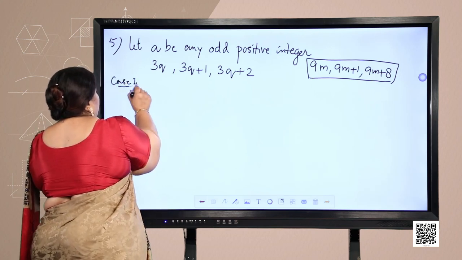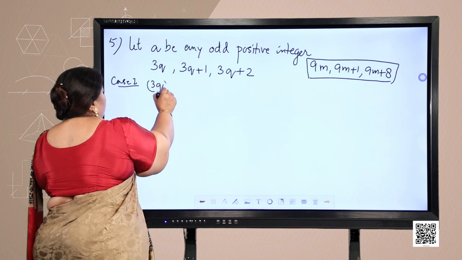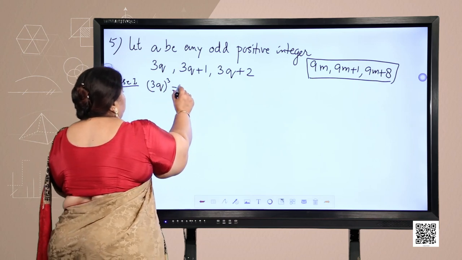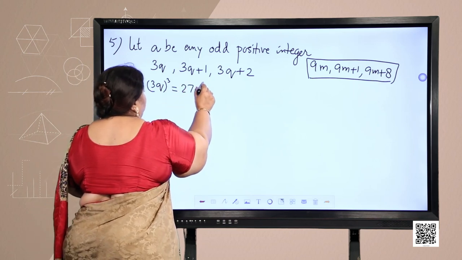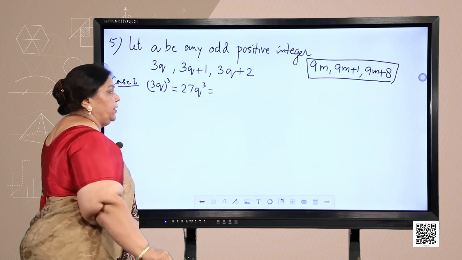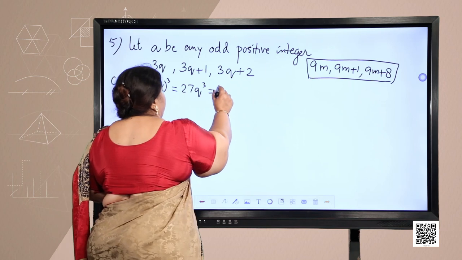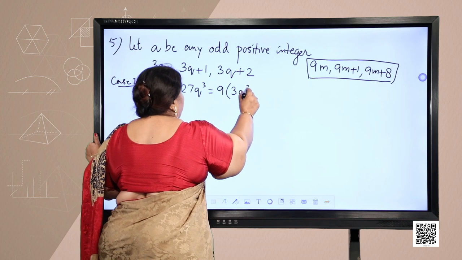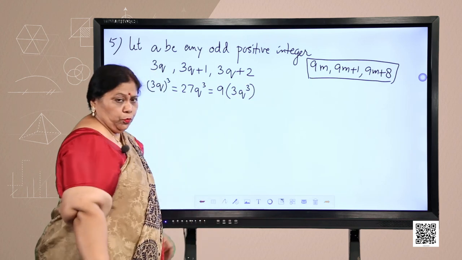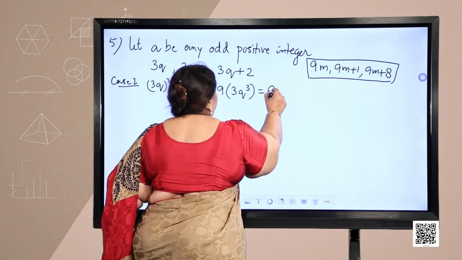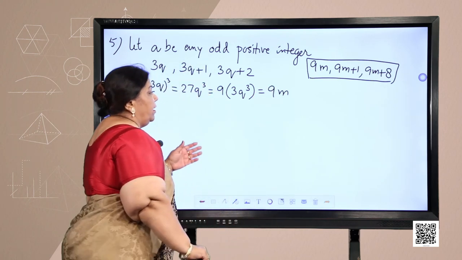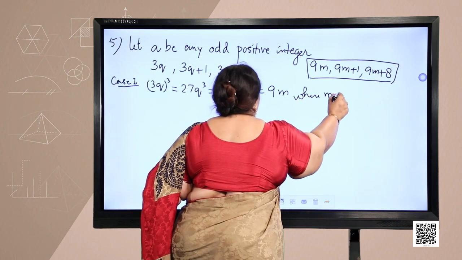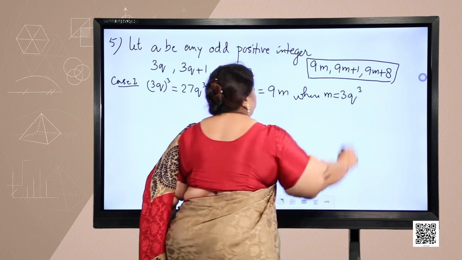Case 1, I will be taking 3q whole cube. What is a cube? It is 3 into 3 into 3 is 27q cube. Because I have to show it in the form of 9m, let me take 9 outside. I will have 9, 3s are 27, that gives me 9 into 3q cube. Showing that it is of the form 9m, multiple of 9, where m is equal to 3q cube.